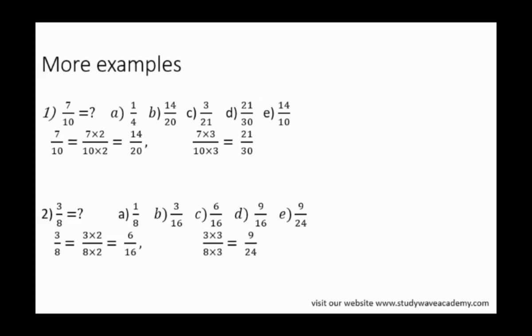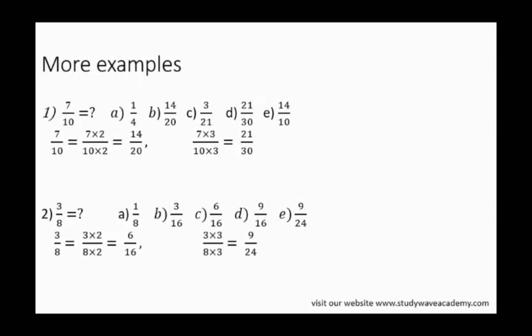For 7 over 10, we have A, 1 over 4. B, 14 over 20. C, 3 over 21. D, 21 over 30. And E, 14 over 10. I hope we are with our pencils and book ready, or pens and book ready, to do this example with me. Okay, very good. We will say 7 over 10 is equal to, let's think, what are we going to use to multiply to give us a good fraction that will look different from this 7 over 10, but it will remain the same in object form.